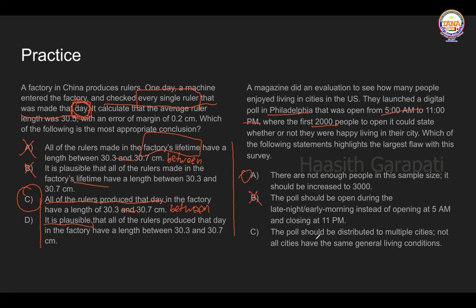What about C? The poll should be distributed to multiple cities, and not all cities have the same general living conditions. That makes a lot of sense. Not every single city is the same, and they're only talking about Philadelphia. Philadelphia is a very different city from Los Angeles, or a pretty decently different city from New York. So you should increase the scope of your sample. So C is going to be the best answer. It's going to be better than A.